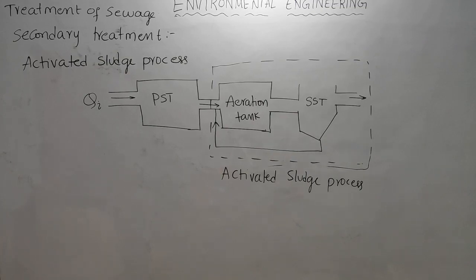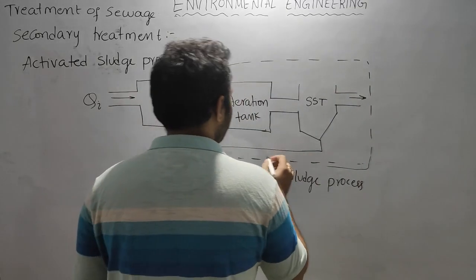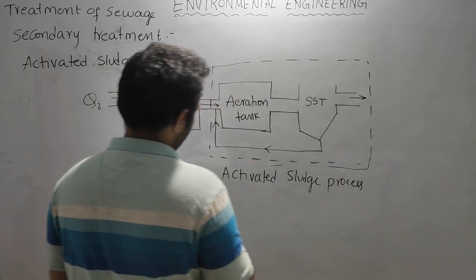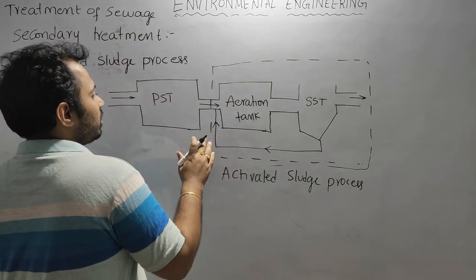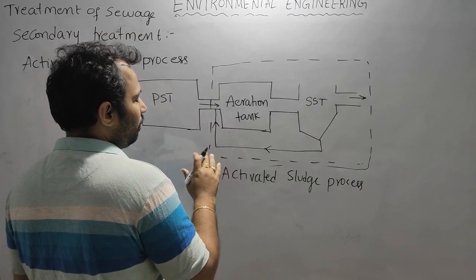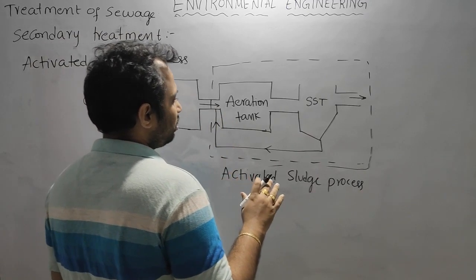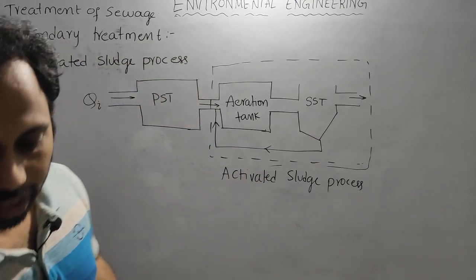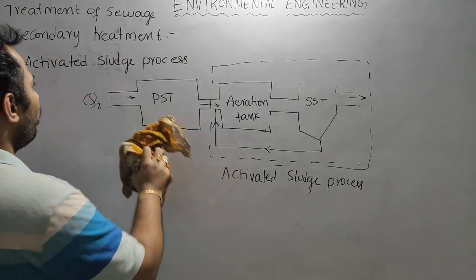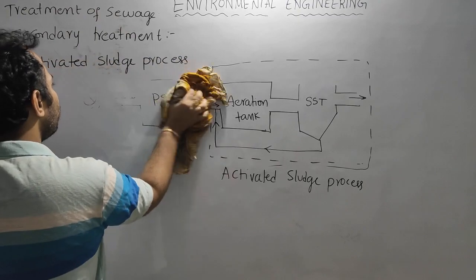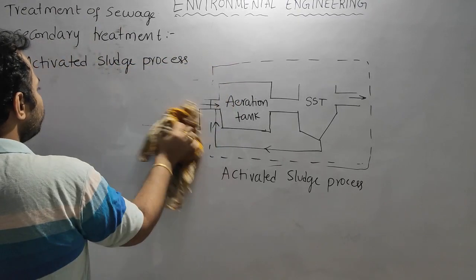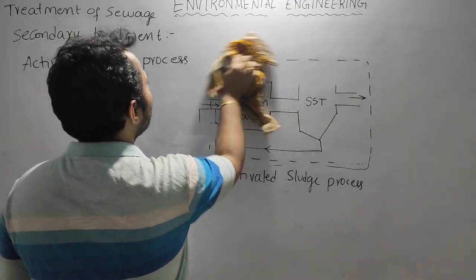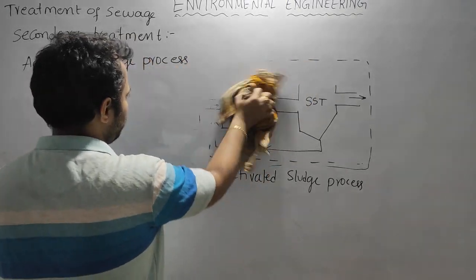So that is why we call this the activated sludge process. We are sending the activated sludge from here. And here we will discuss the activated sludge process in detail, then you will understand the total flow diagram. So I will draw the flow diagram first, and then we will discuss all the parameters of the activated sludge process.